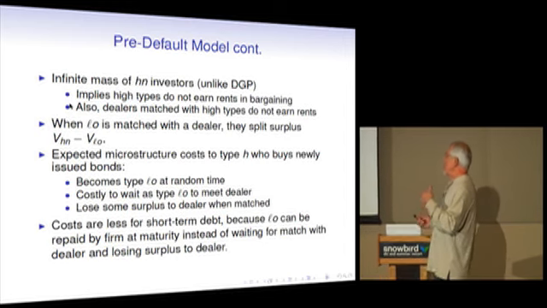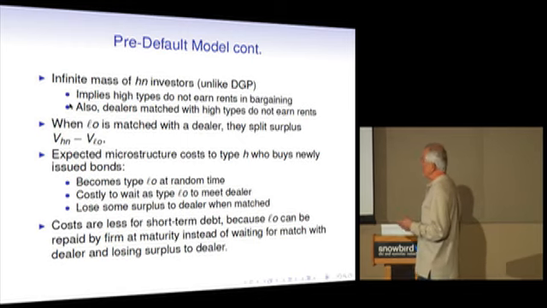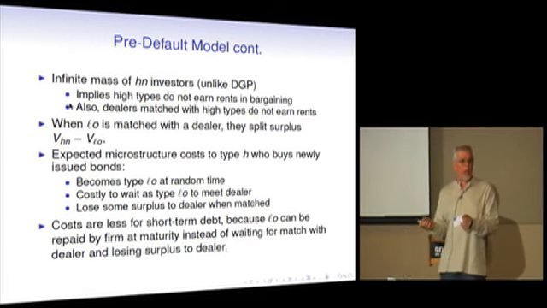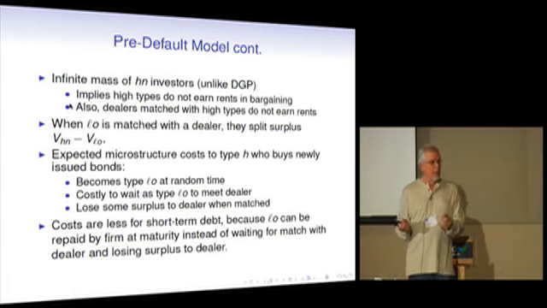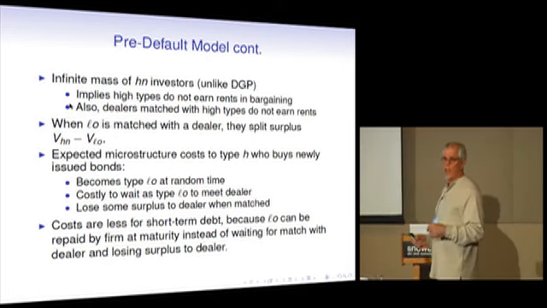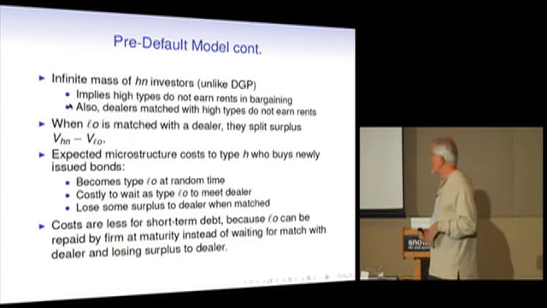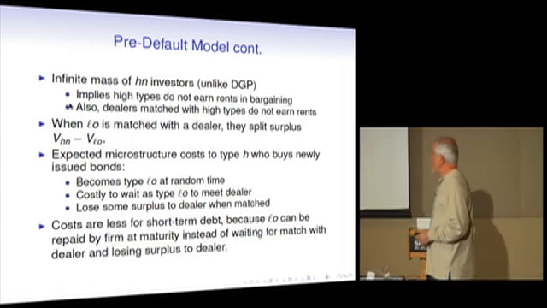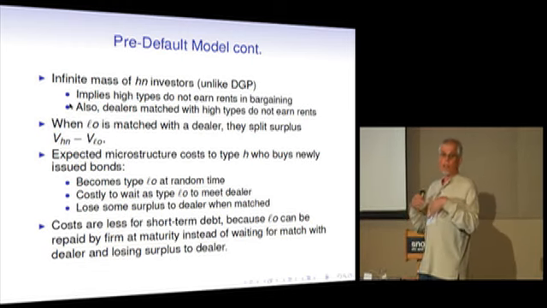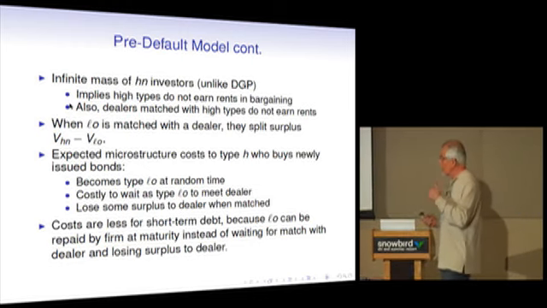So when you think about the firm issuing the bond, the buyer of the bond, the high type, anticipates that at some random time he could become a low type, and then he's going to have the holding cost of bearing the bond as the low type until he's matched with a dealer and can trade. And then when he does get matched and can trade, he's going to lose some surplus. So we have costs coming from both of those aspects. Now, quite naturally, the costs are less for short-term debt because the secondary market's just not as important. You can sell the bond back to the firm at maturity and not have to deal with giving surplus to a dealer.